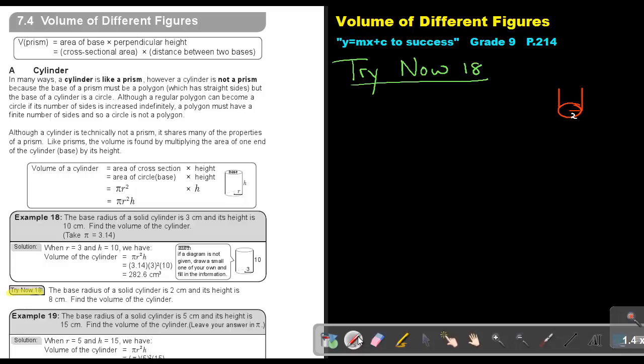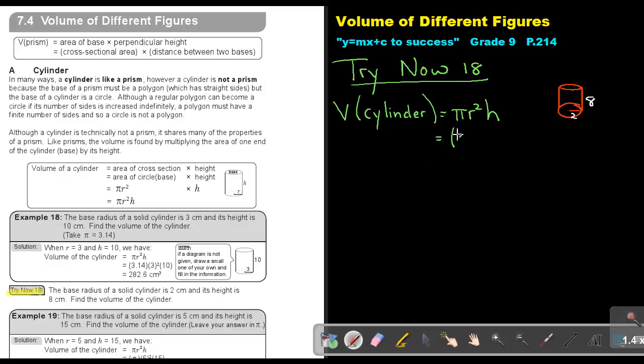So what will the height be? The height will be 8. So basically, I will start with the formula. I will say the volume of a cylinder, and I will first write it down. Now remember, it's easy to remember. It's the area of a circle times the height. So I do substitution in brackets.